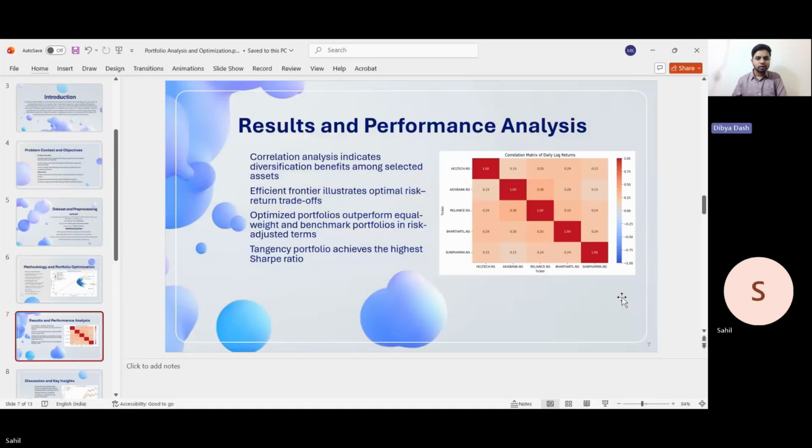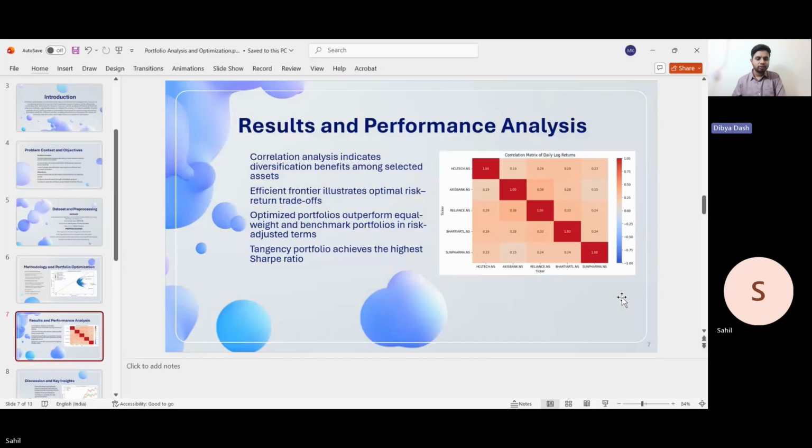In this section, we look at the key results from our portfolio analysis and what they reveal about asset behavior and portfolio efficiency. On the right, the correlation matrix shows how closely the assets move together. The diagonal is 1 simply because every stock is perfectly correlated with itself. Most correlations fall in the 0.15 to 0.33 range, which you can also see from the lighter shades in the heat map. These low values mean the assets do not move in sync, creating strong diversification benefits.